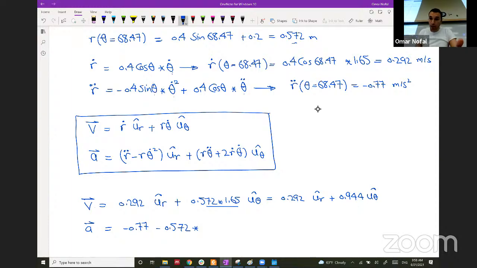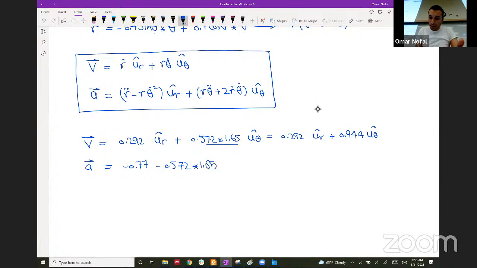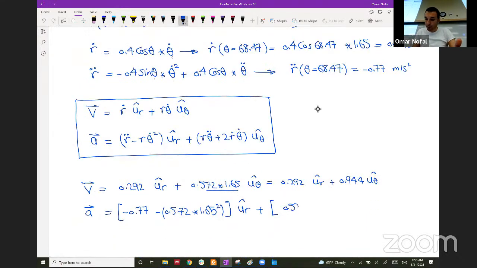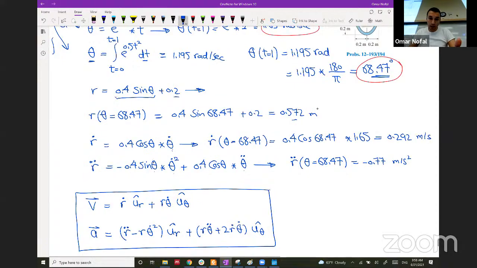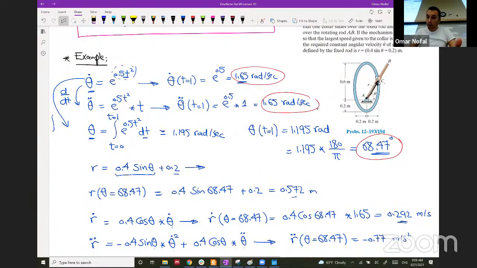And the acceleration, you will have r double dot, negative 0.77, minus r, which is 0.572, multiplied by theta dot squared, so 1.65 squared. All of these are in the direction of the u r hat, plus r, 0.572, multiplied by theta double dot, plus 2 r dot, 0.292, multiplied by theta dot, which is 1.65.